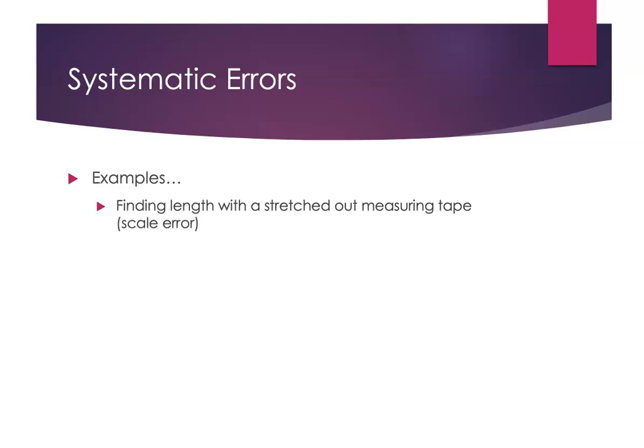For example, if I want to measure the length of a piece of fabric and I have a measuring tape, but my measuring tape was stretched out and I wasn't aware of it, so my yard is longer than a yard, when I go to find the length of my fabric, I'm going to get a reading for the fabric that's smaller than it should be. This is called a scale error.